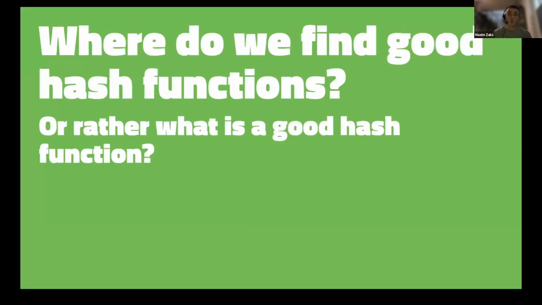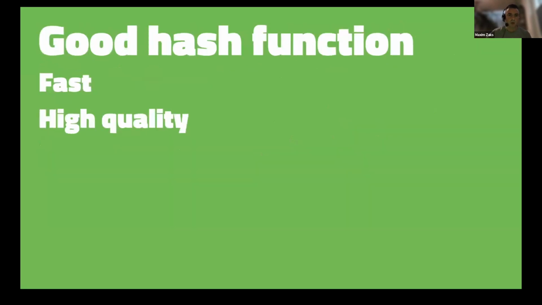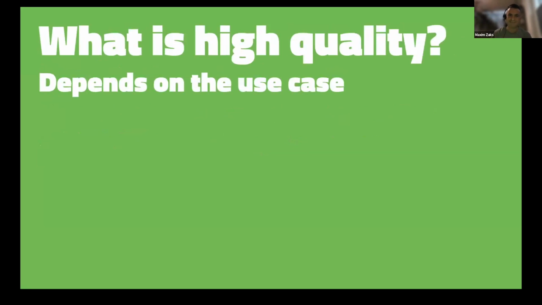Well, where do we find good hash functions, or rather, what is a good function at all, right? Because goodness is kind of a subjective thing. So for a good hash function, we can say it is fast and it is high quality, right? What is high quality? It depends on the use case, right? For example, where I talked about locality sensitive hashing, we actually want this hash function to have lots of collisions.